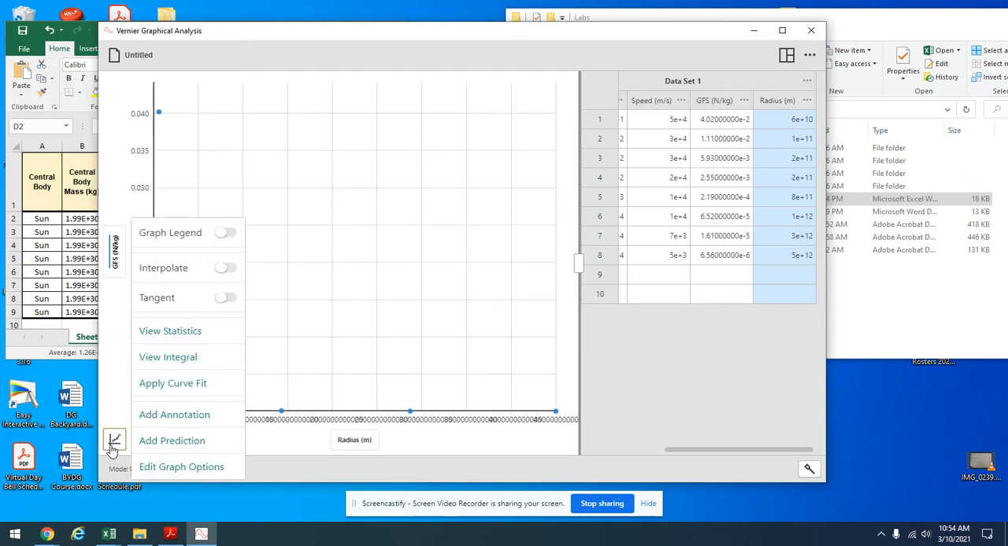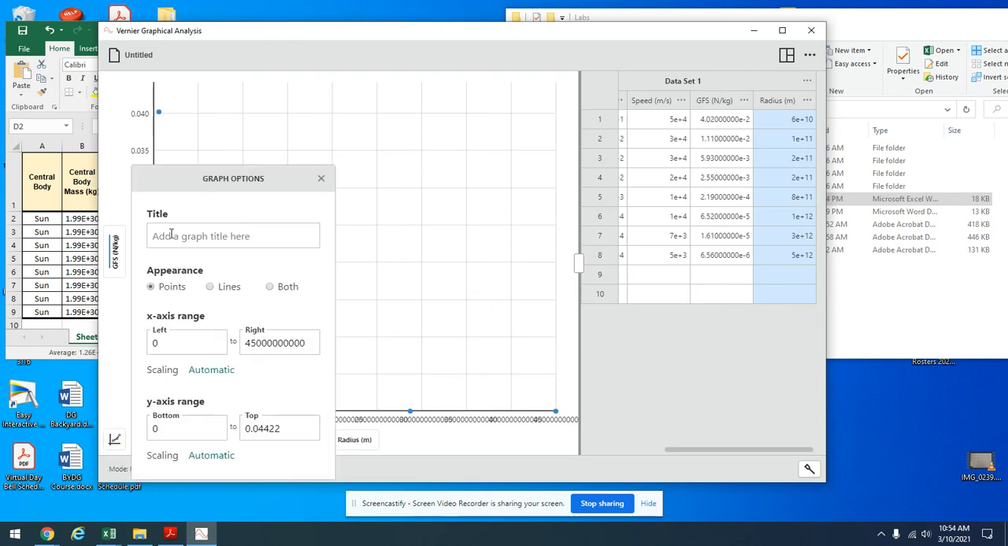Well, I'm going to go to graph options again. And before we get away from this, I'm going to put a title on this. This is gravitational field strength versus radius. Or you could say distance. It's like the distance from the sun, or radius of an orbit. I'm happy with either one of those.